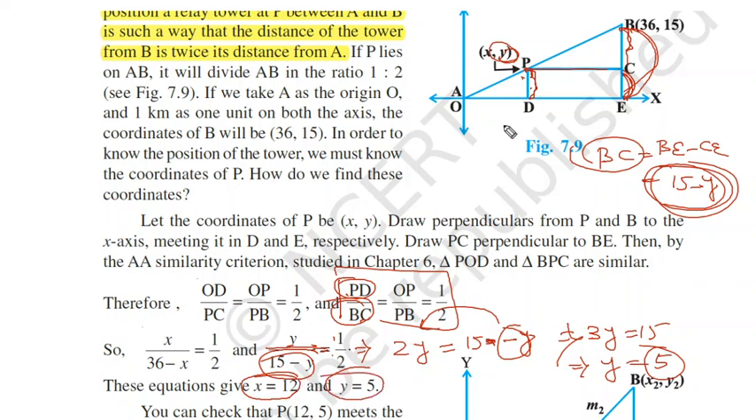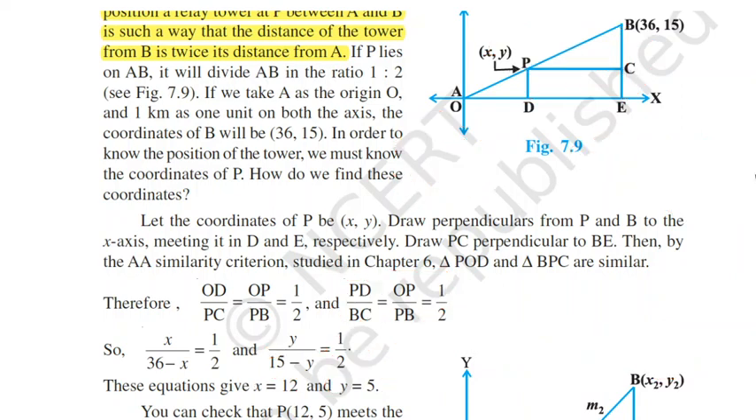So what was the need of the telecom company? They needed the position or coordinates of point P. So now we got x equal to 12, y equal to 5. Therefore the coordinates of x and y are 12, 5. So the coordinate of point P is 12, 5.